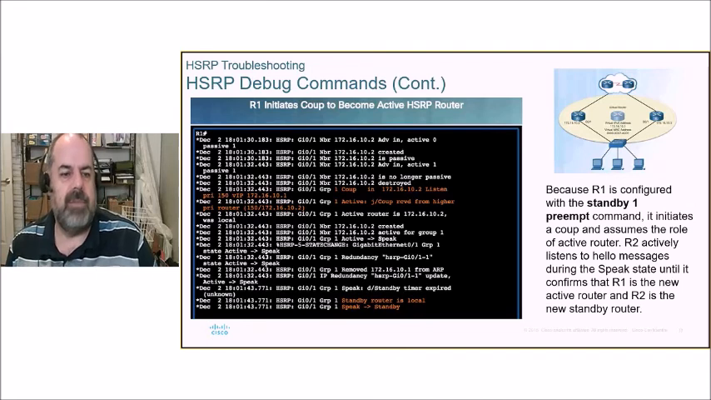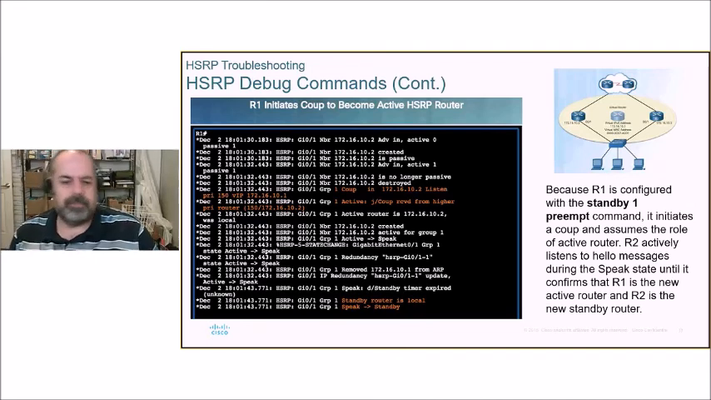And when R1 comes back again and it's got preempt, it will actually take over the active role, and so the end result is R1 is active again, and R2 goes back to standby.